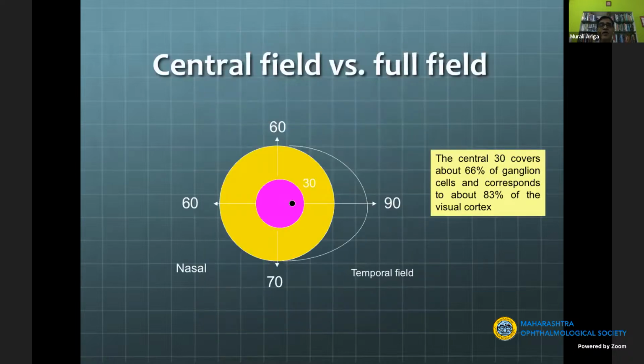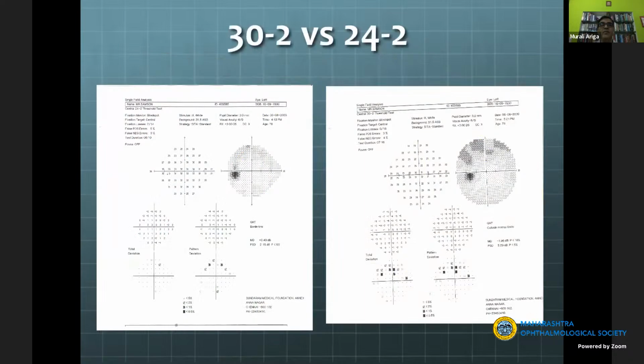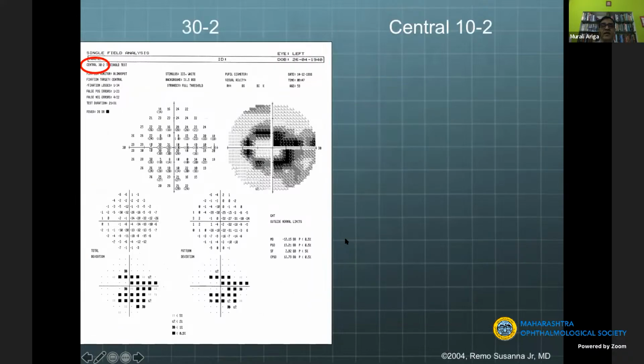If you want to decide how much of the field to test in any given patient, we know that the central 30 degrees covers a lot of the visual cortex, and therefore it's enough most of the time. But with 30-2, according to Anderson's criteria, you may ignore the edge points. But if you ignore edge points in the 24-2, you will find the example in the slide which I'm showing you here. If you ignore edge points, it is at your own peril. So don't ignore edge points in 24-2, whereas in the 30-2, you may actually ignore edge points.